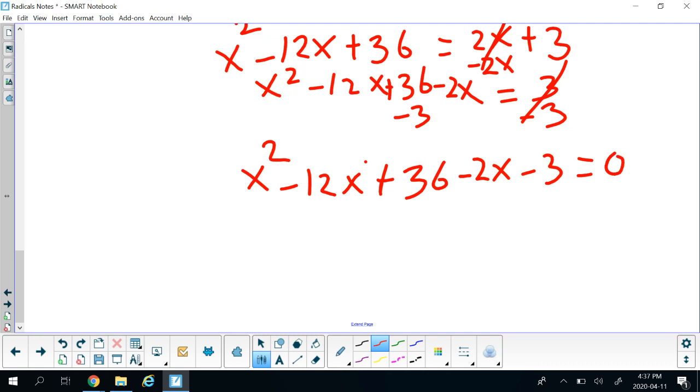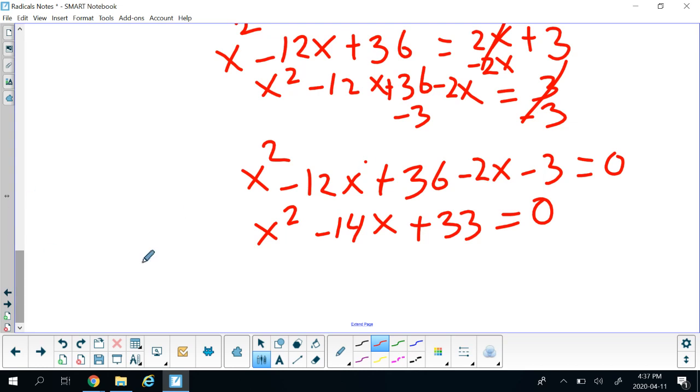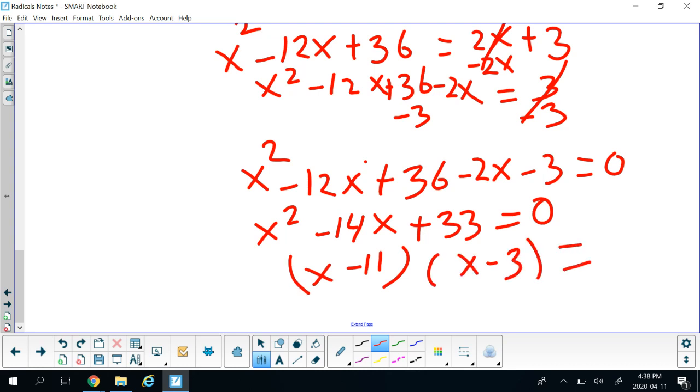So let's combine the like terms here. So minus 12x minus 2x is negative 14x. And positive 36 and negative 3 is positive 33. Let's find the factors of this quadratic equation. X squared minus 14x plus 33 equal to 0. So the factors will be x minus 11 and x minus 3 equal to 0.